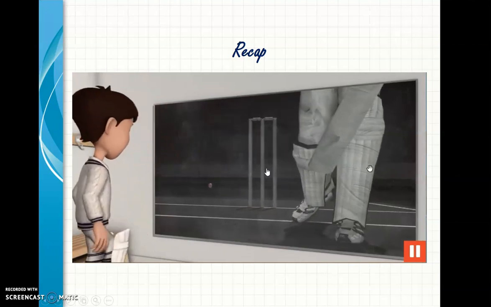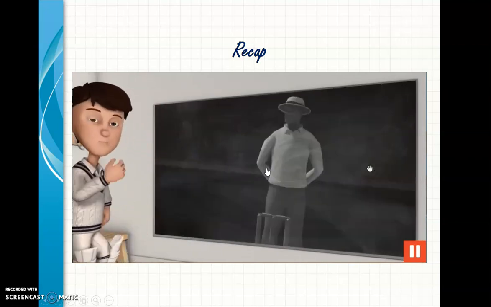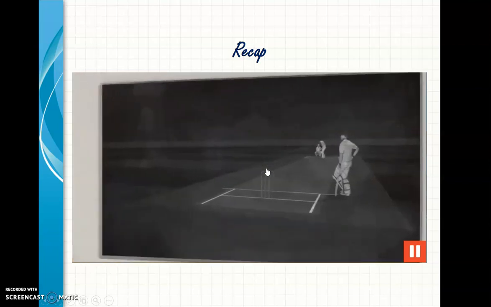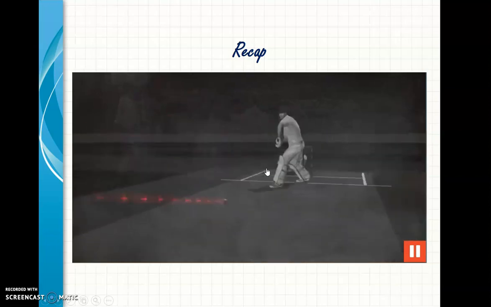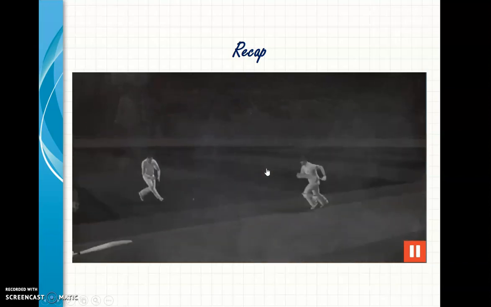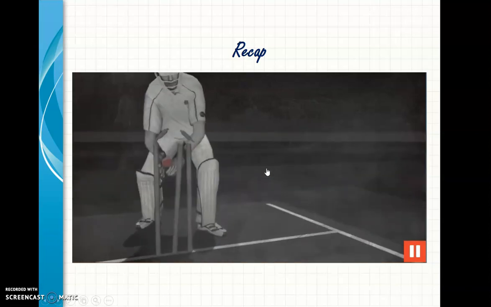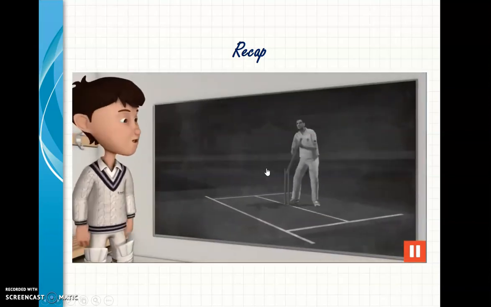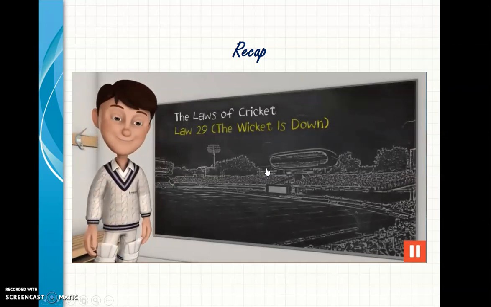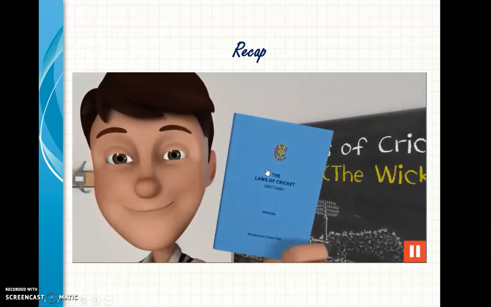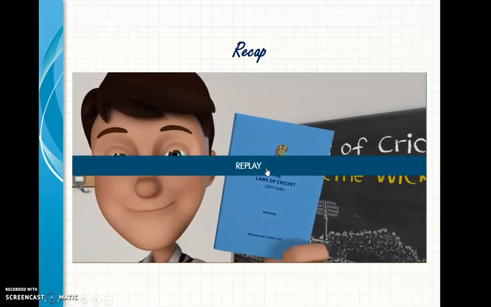However, if the bail comes back to the groove after temporarily moving, it will not be considered as the wicket being put down, and it can be given as not out. Overall, the wicket can be put down once either of the bails is completely removed from the groove on top of the wicket. To further understand this law, just visit MCC's Laws of Cricket to go further into the law.